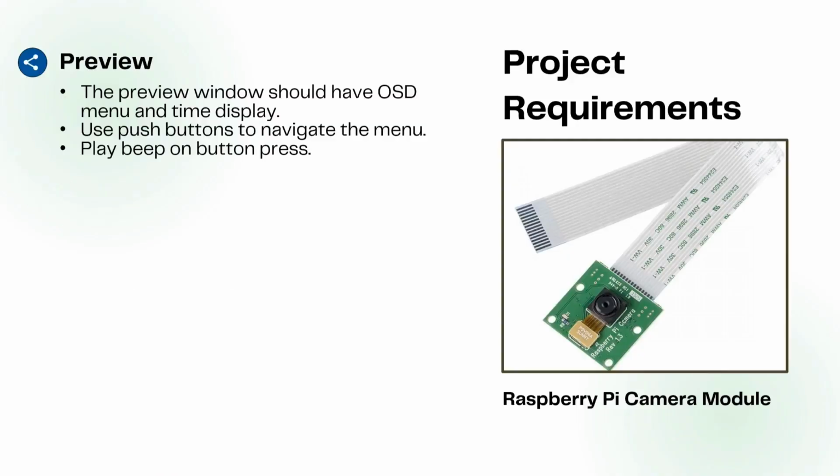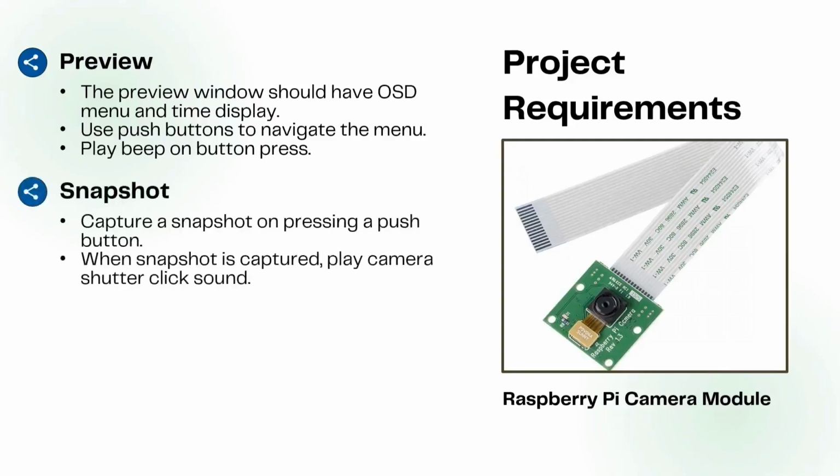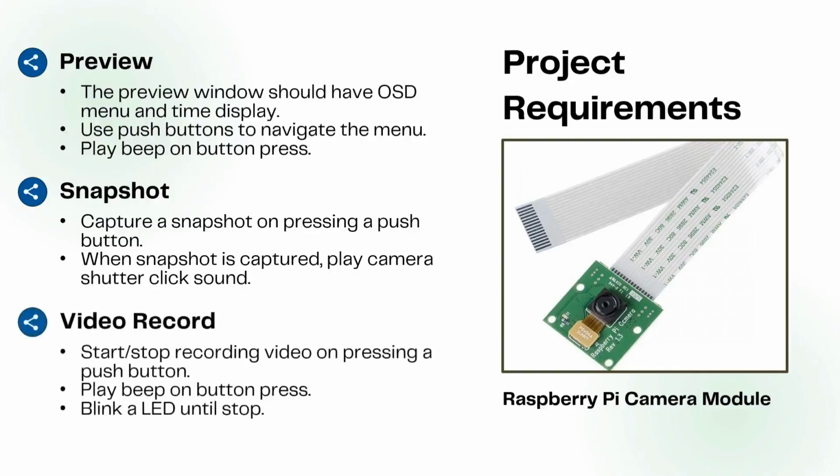Another requirement is to capture a snapshot on pressing a push button. When snapshot is captured, play camera shutter click sound. The third requirement is as follows. Start or stop video recording on pressing a push button. Play beep sound on button press. Blink a LED until the recording stops.